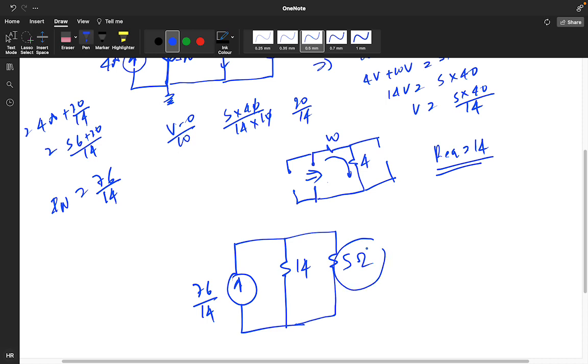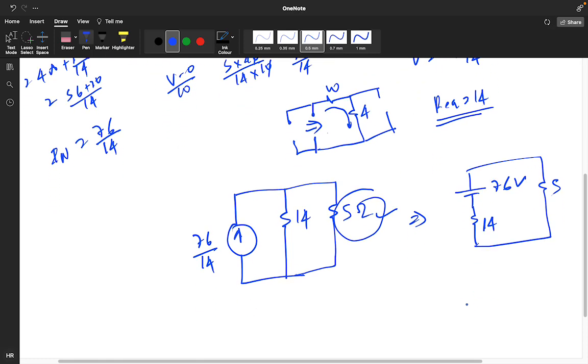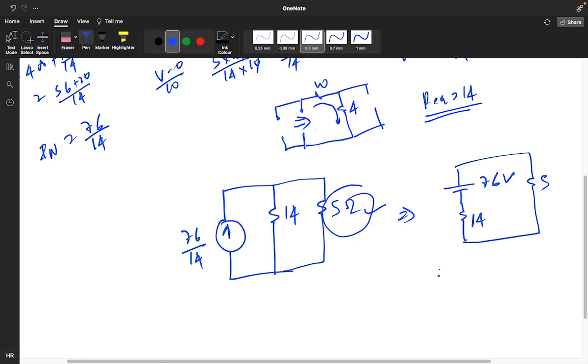You need to find the power across this. You form the circuit like this. So what will be the VTH? You can even do it with the VTH. The VTH form will be 76 volt, with 14 in series, and this particular one is your 5. So the overall current will be I equals 76 divided by 19. Okay, so 19 into 4.